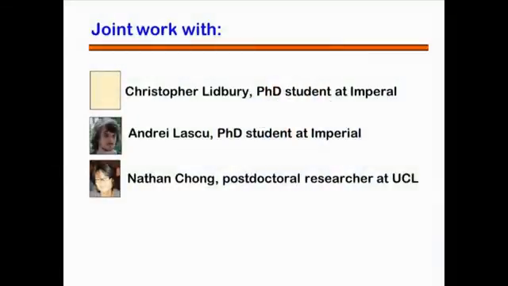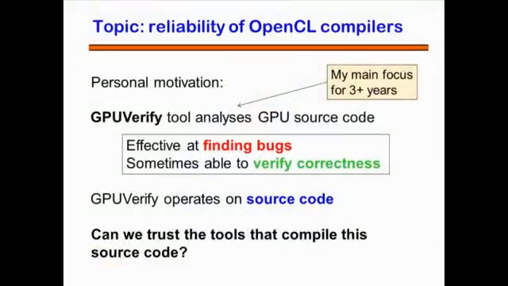So the work I'm going to present today is a collaboration with Christopher Lidbury and Andrei Lascu, who are PhD students in my group at Imperial, and also with Nathan Chong, who used to be a PhD student in our group and is now a postdoctoral researcher at UCL. What we've been doing here is looking at the reliability of compilers for the many-core programming language OpenCL. And more generally, we are interested in the reliability of compilers for GPUs. OpenCL is a programming language that targets multi-core and many-core devices, of which GPUs are a major fraction of the target device audience.